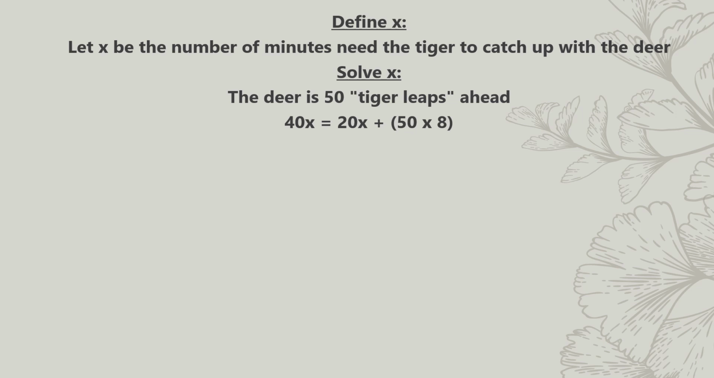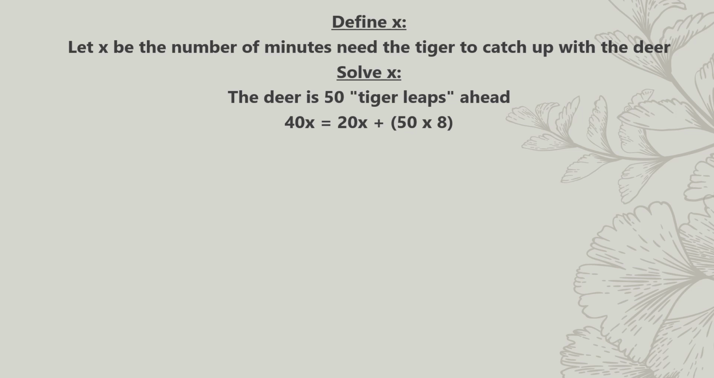So between them there are 50 leaps, which is given in the question. So the tiger needs to travel 50 into 8 meters. Then the deer is taking 20 meters per minute, and the tiger is taking 40 meters in a minute.